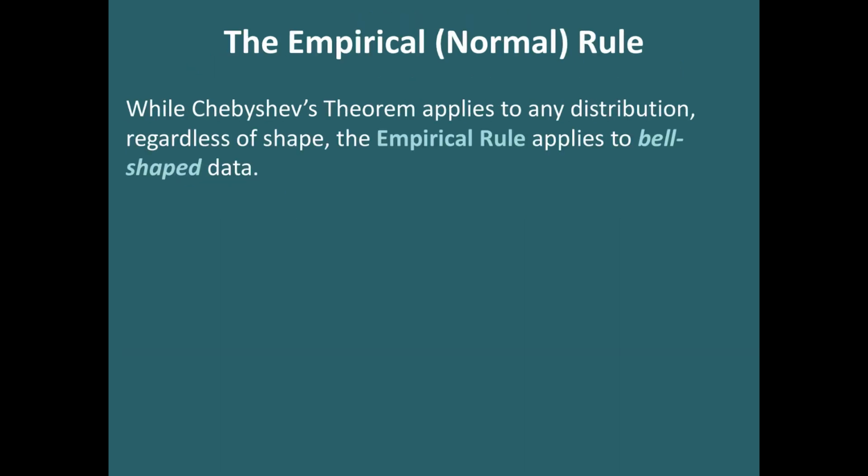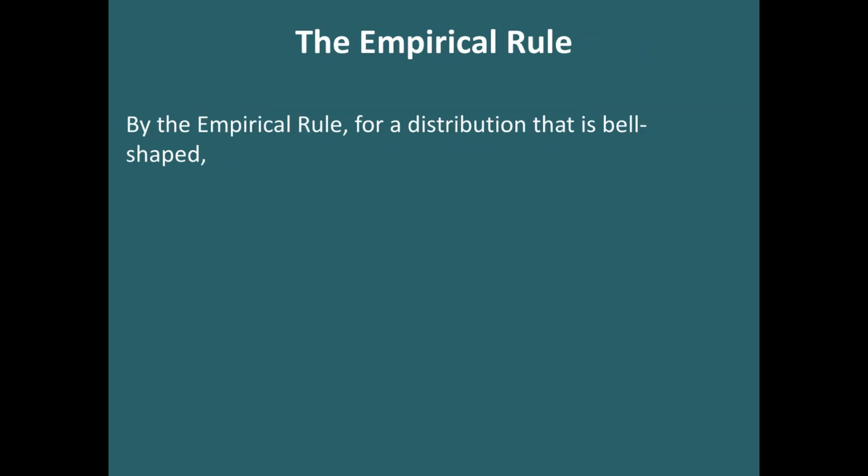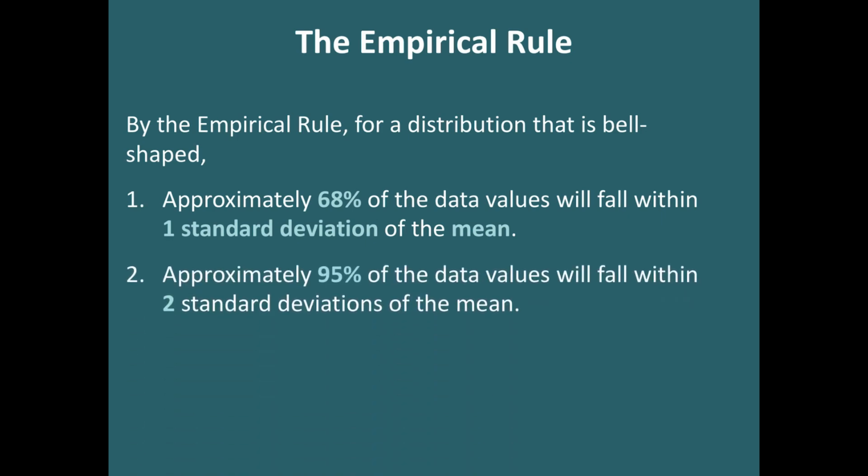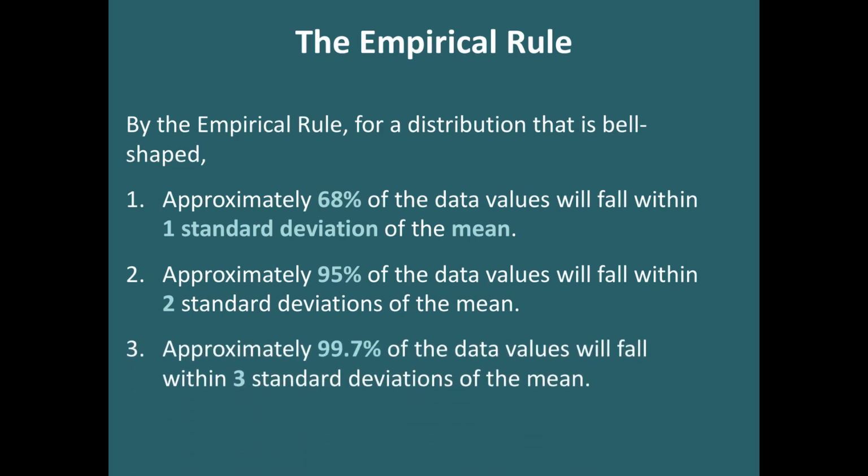The empirical or normal rule. While Chebyshev's theorem applies to any distribution, regardless of shape, the empirical rule applies only to bell-shaped data. By the empirical rule, for a distribution that is bell-shaped, approximately 68% of the data values will fall within 1 standard deviation of the mean. Approximately 95% of the data values will fall within 2 standard deviations of the mean. Approximately 99.7% of the data values will fall within 3 standard deviations of the mean.